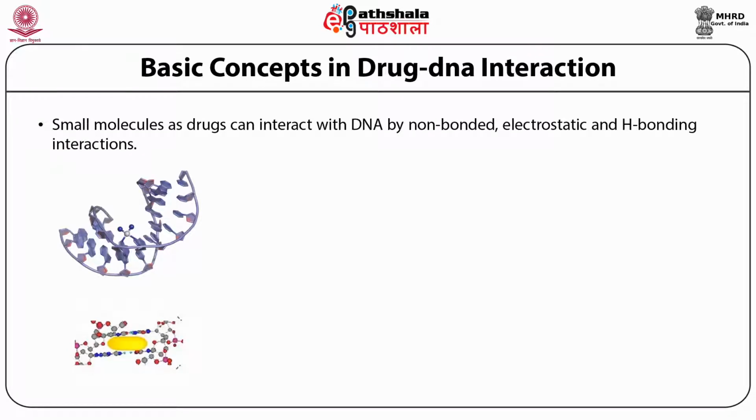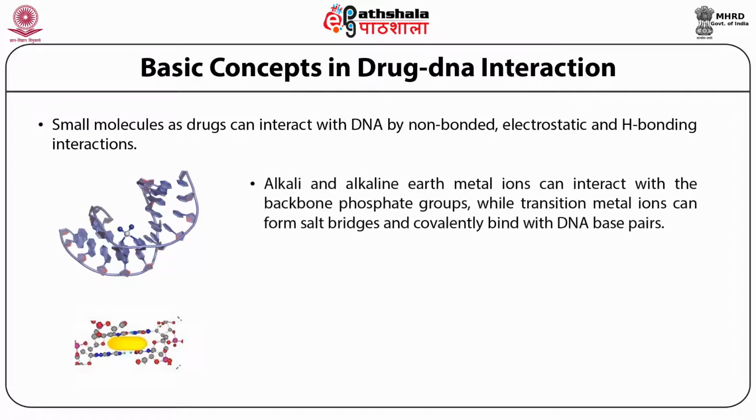Small molecules as drugs can interact with DNA by non-bonded, electrostatic and H-bonding interactions. For example, if you take metal ions, alkali and alkaline earth metal ions can interact with the backbone phosphate groups, while transition metal ions can form salt bridges and covalently bind to DNA bases.